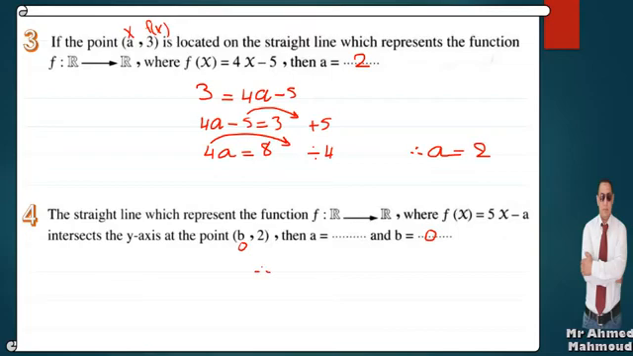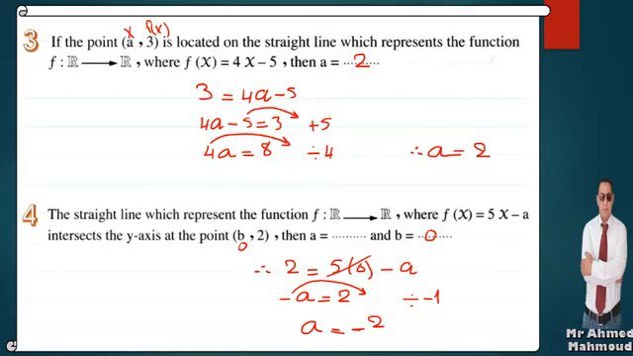Therefore, in place of f of x, I will write 2 equals 5 times 0 minus a. 5 times 0 equals 0. Then negative a equals 2. Send negative there, divided by negative 1. Then a equals 2 divided by negative 1 equals negative 2. Then a equals negative 2.